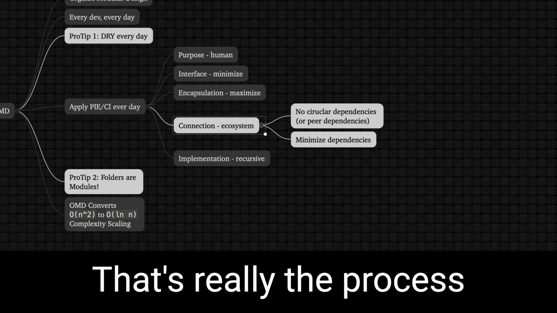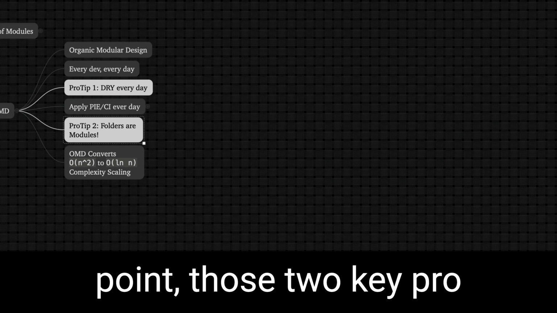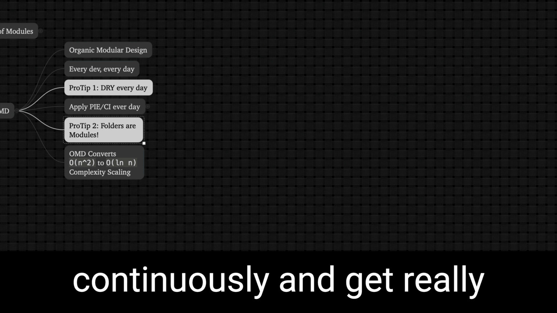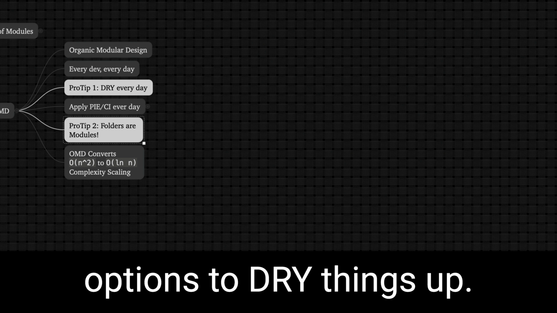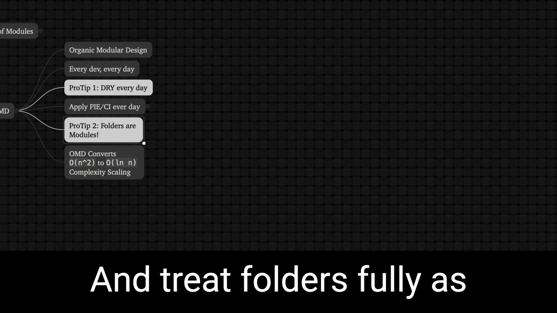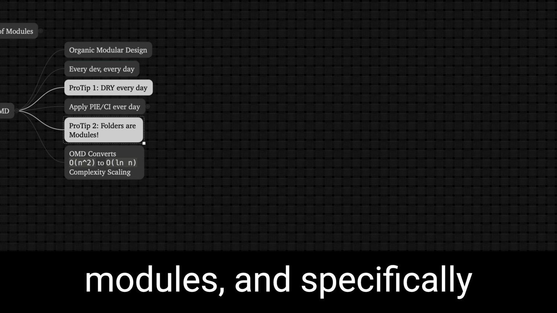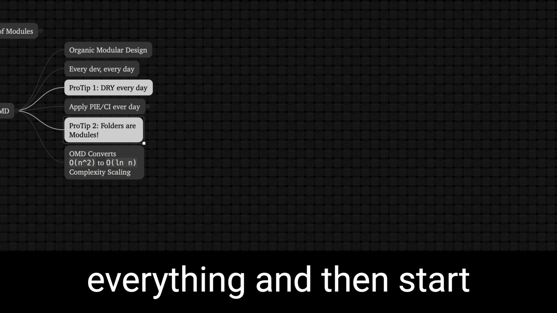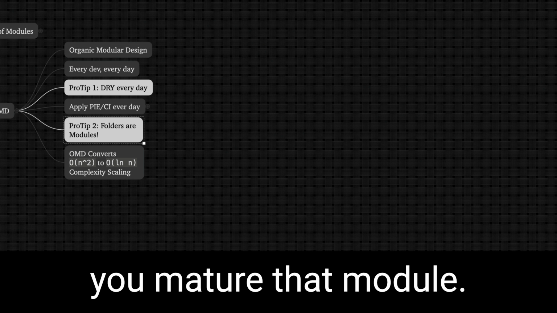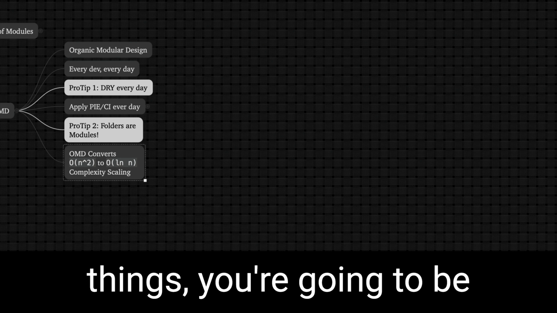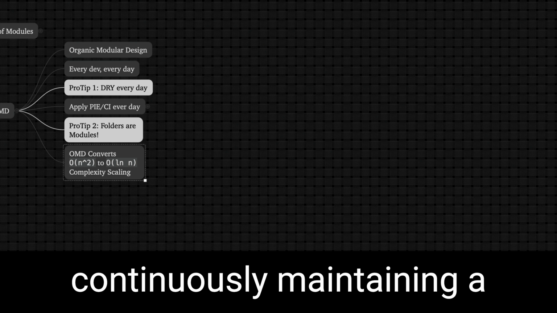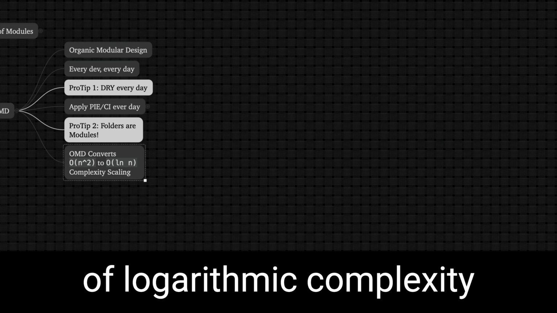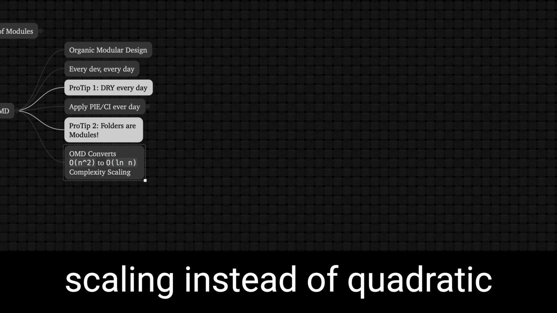That's really the process. And to put a fine point on it, those two key pro tips: dry things up every time you see them, continuously, and get really good at seeing when there are opportunities to dry things up, and treat folders fully as modules. Specifically, their files and their subfolders are private, and it's totally okay to start by exporting everything and then start winnowing it down as you mature that module. And if you do all those things, you're going to be continuously maintaining a highly modular code base, which means that you will be continually in a world of logarithmic complexity scaling instead of quadratic complexity scaling.